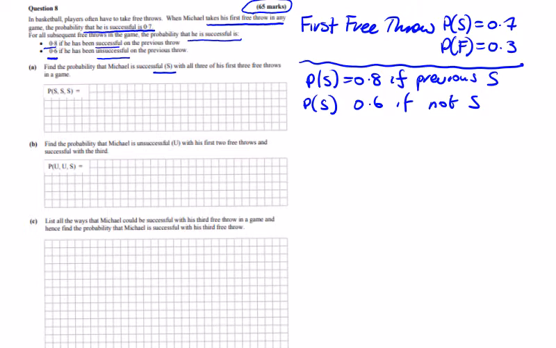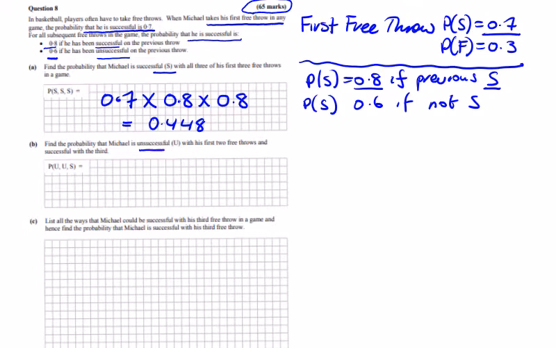So probability of success in the first one, 0.7. But he was successful, so it's 0.8. So 0.8 by 0.8. 7 by 8 by 8 is going to give 448. So 0.448.